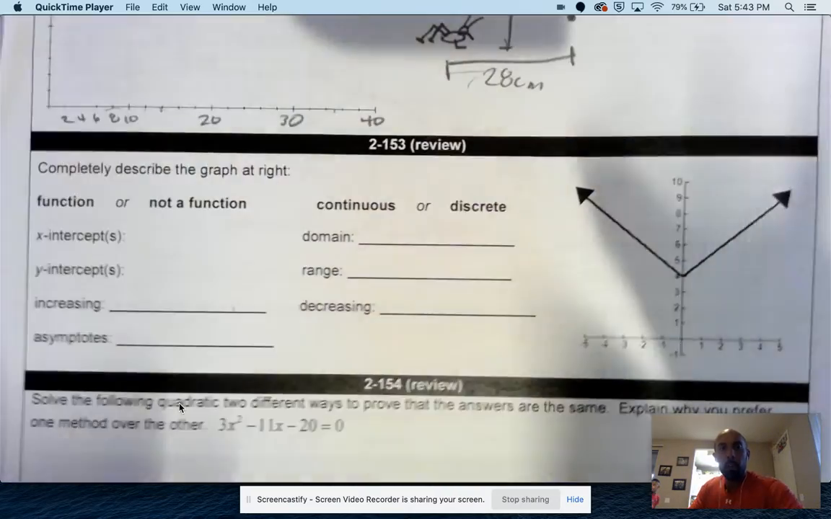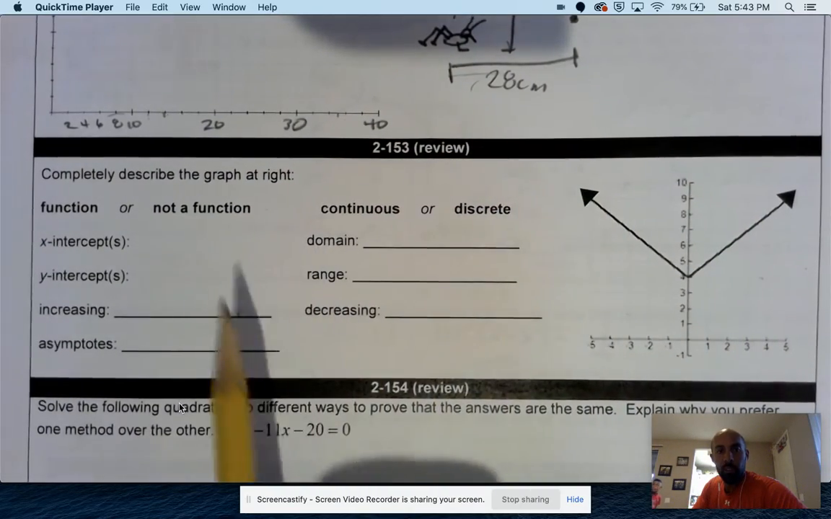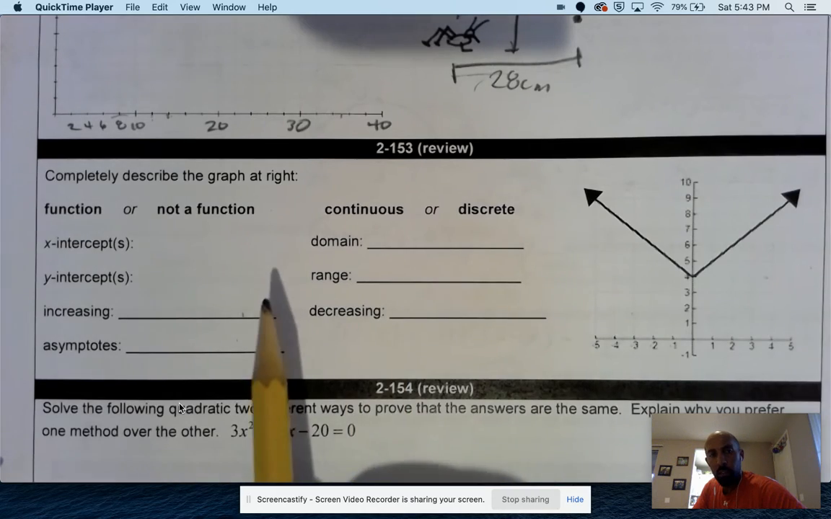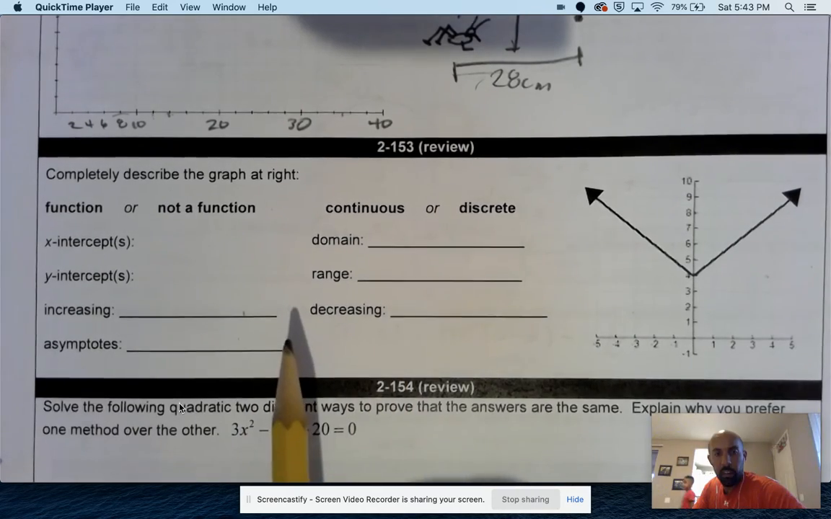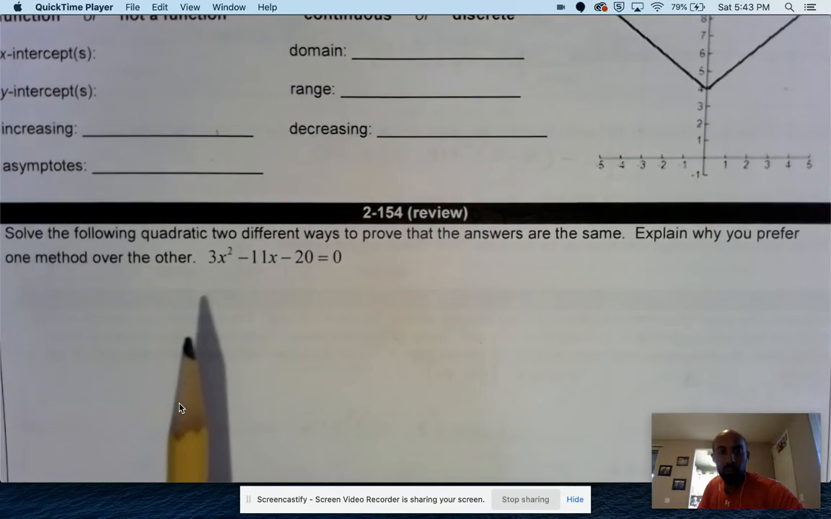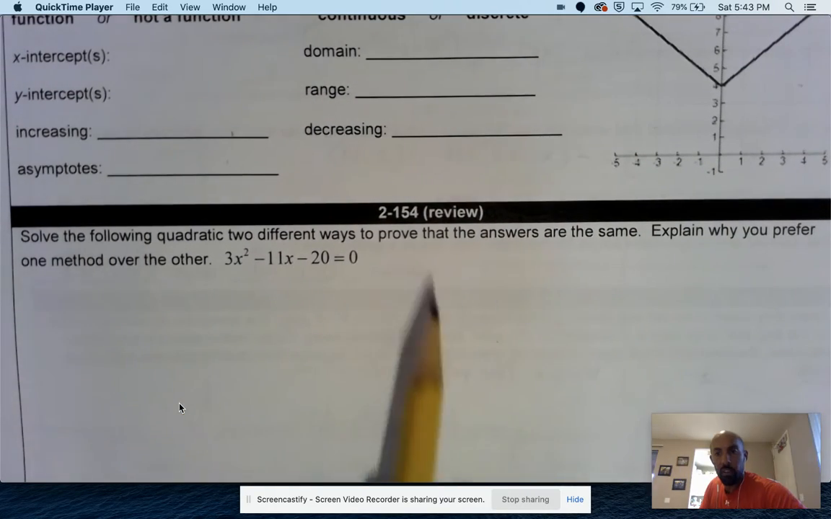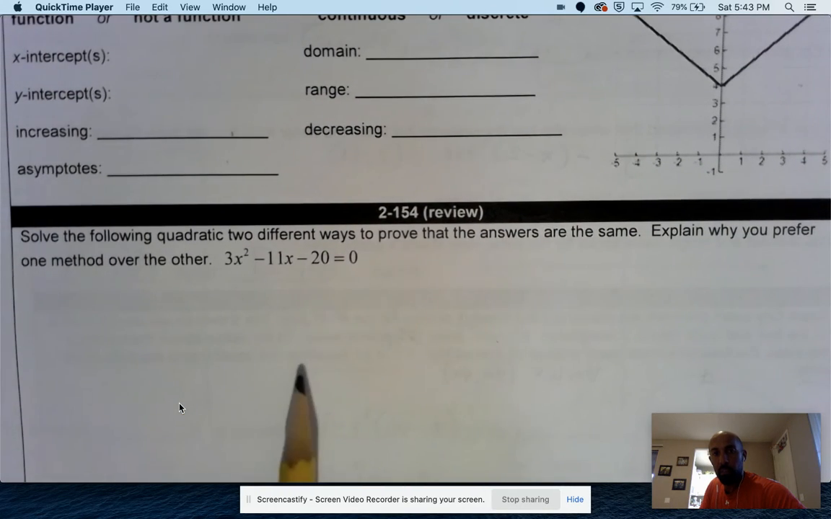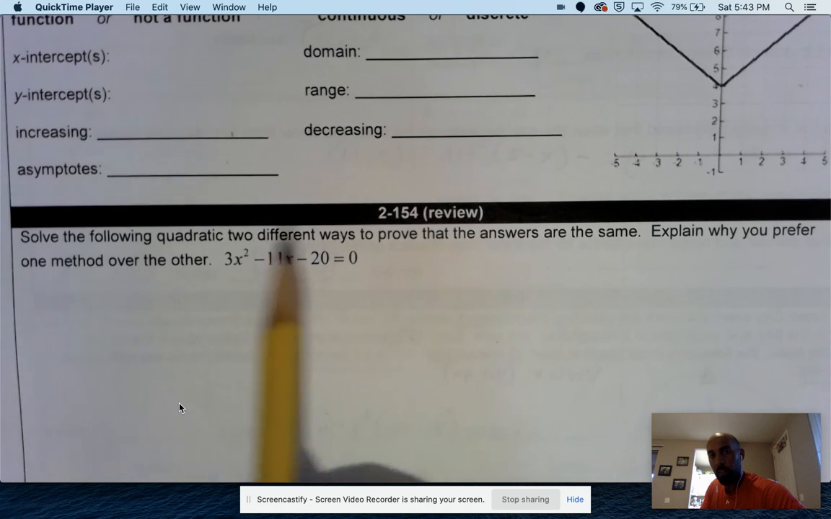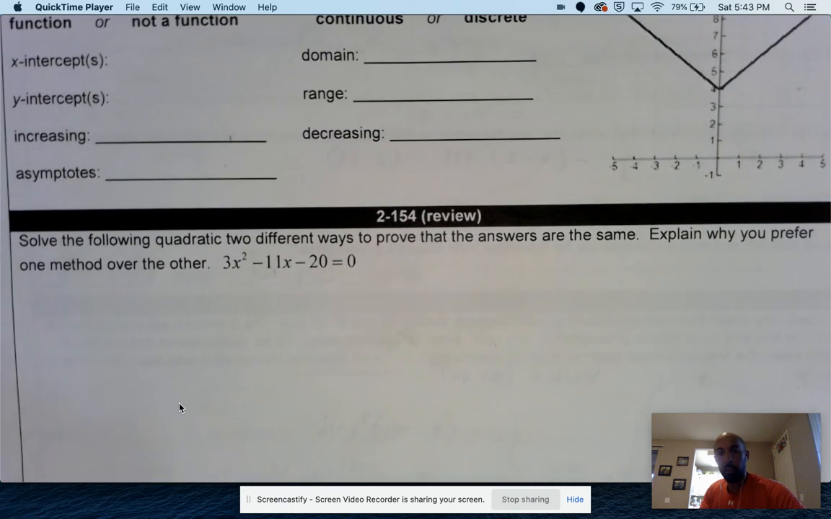Okay, so the rest of this packet is all review. This is domain and range, or graphing characteristics. So go back to week 1 to review this and check out the videos there to help you out, or Edpuzzles. And then this is solving quadratics, which is also from week 2. So go back and look at that to look up solving quadratic equations to be able to figure that one out. All right, that's it.